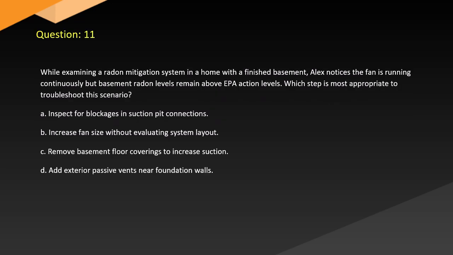Question 11. While examining a radon mitigation system in a home with a finished basement, Alex notices the fan is running continuously but basement radon levels remain above EPA action levels. Which step is most appropriate to troubleshoot this scenario? A. Inspect for blockages in suction pit connections. B. Increase fan size without evaluating system layout. C. Remove basement floor coverings to increase suction. D. Add exterior passive vents near foundation walls.